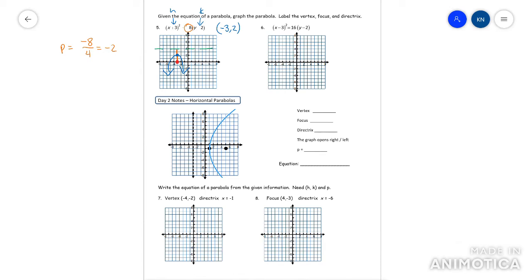So in terms of labeling what's what, this red dot's the focus. This orange part is your p-value. The green is your directrix. And then the blue dot's your vertex.